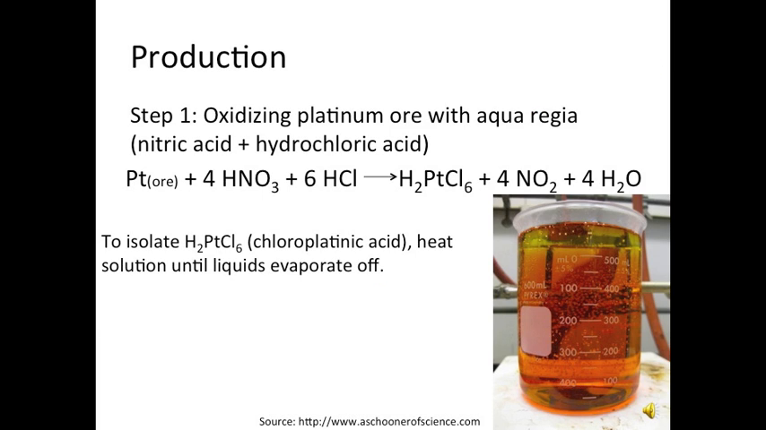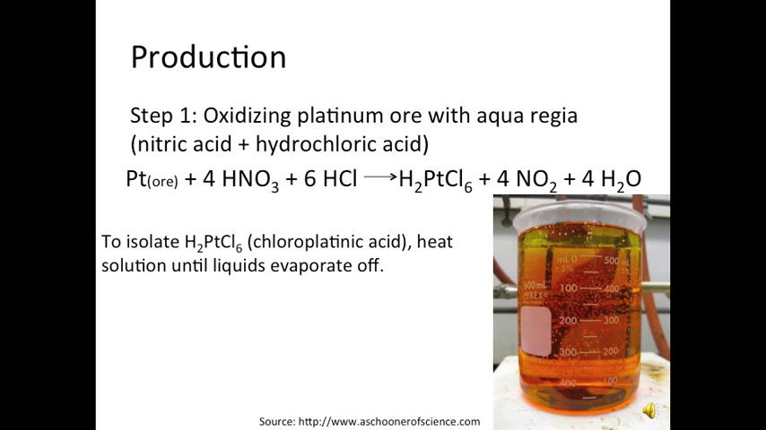The first step in the production of platinum involves taking platinum ore, or a platinum-containing alloy, and oxidizing it with aqua regia. Aqua regia is a mixture of nitric acid and hydrochloric acid. By itself, platinum will not react with nitric acid, and platinum will not react with hydrochloric acid. However, once nitric acid and hydrochloric acid are mixed together, platinum will react with them.